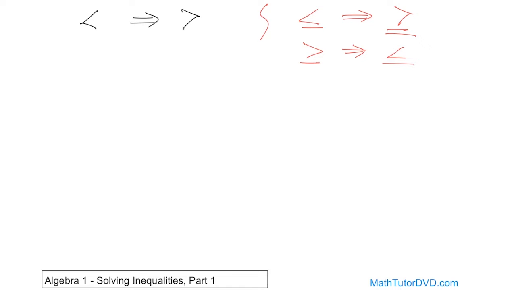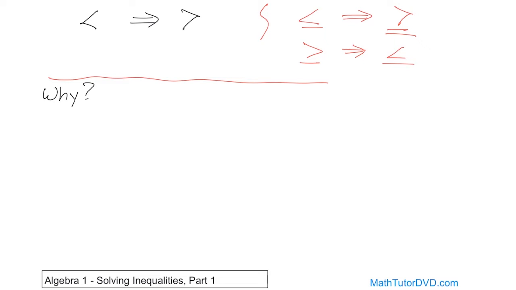So it's the same sort of thing. So you need to flip the direction of that. Now that's not going to make a whole lot of sense until we actually do some problems. First of all, let's ask ourselves, why do we need to flip the direction of the sign? A lot of students are like, why do we have to do that? Well, let's take a look at why we have to flip the direction of the sign.